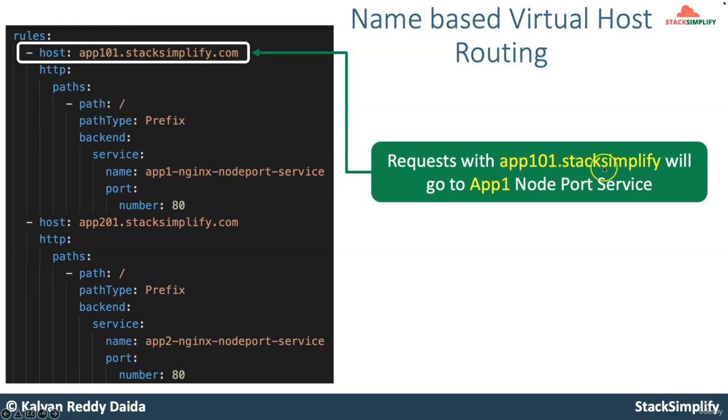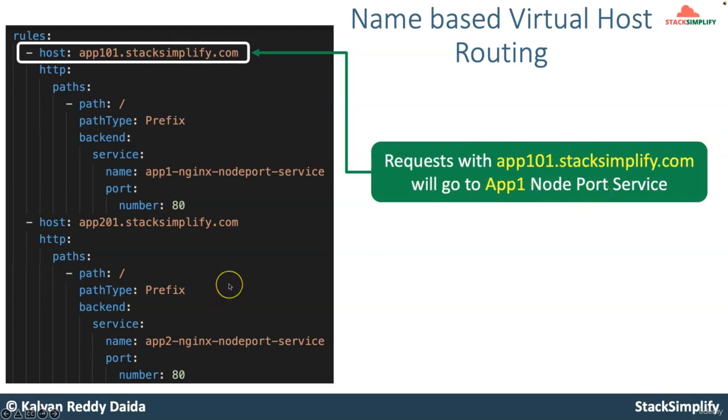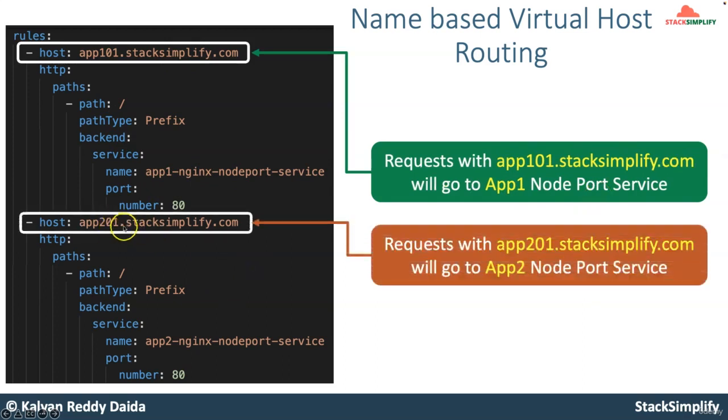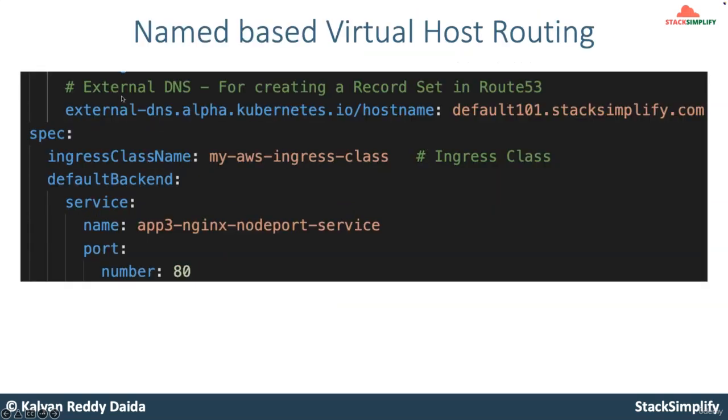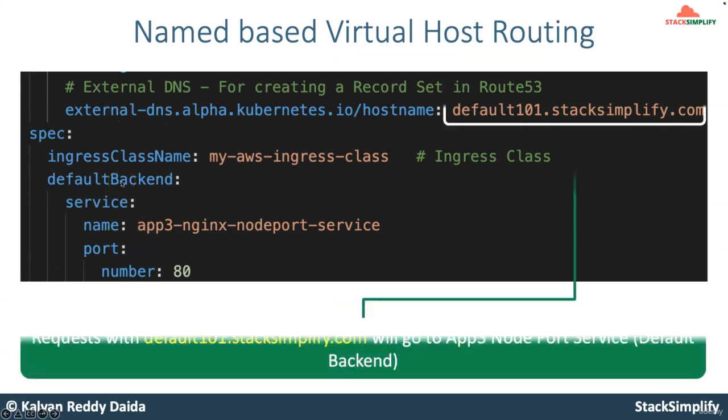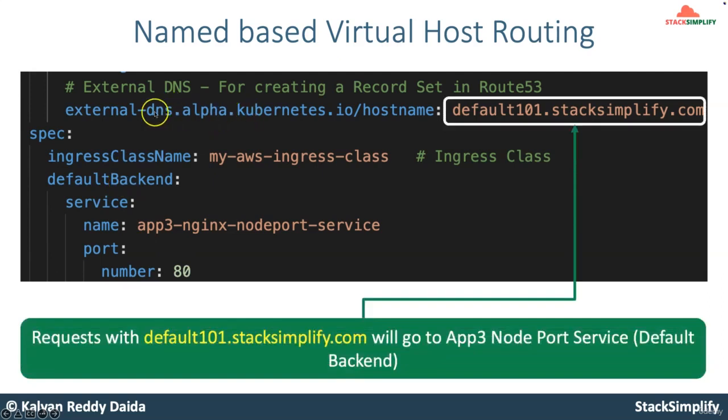So requests with app101.stacksimplify.com will go to the app1 node port service. In the same line, requests with app201.stacksimplify.com go to the app2 nginx node port service. So these two are the rules we are going to have with this name-based virtual host routing. In addition to that, for the default backend you are seeing here, we can directly use our external DNS related annotation, wherein default101.stacksimplify.com goes to our default backend, which is the app3 node port service.